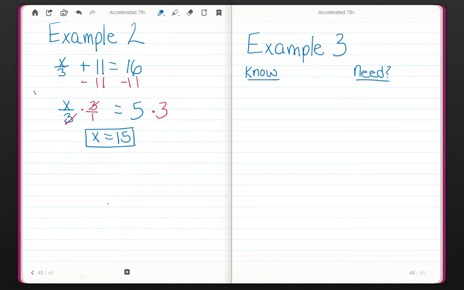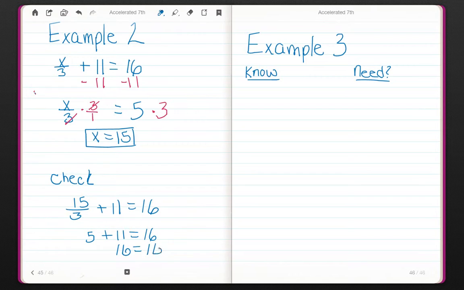Now, just for grins, because I made a mistake on example 1, I'm going to just double check my answer really fast. So 15 divided by 3 plus 11 equals 16. 5 plus 11 equals 16, and 16 does in fact equal 16, so this time I am correct. Okay, example 3 is a word problem.